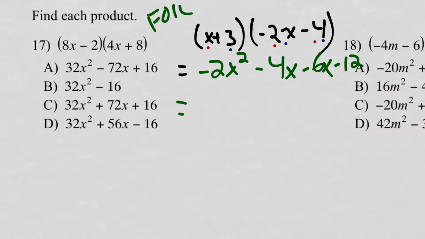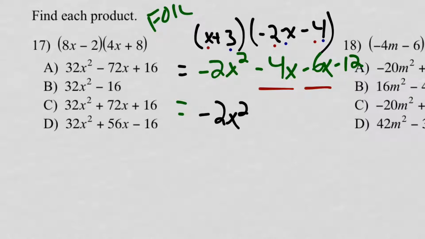What we're looking for is anything that can be combined. All right, so remembering that x squared is different than a regular x, what we see is that the only two terms with identical variables are the minus 4x and the minus 6x. So minus 2x squared stays as it is.